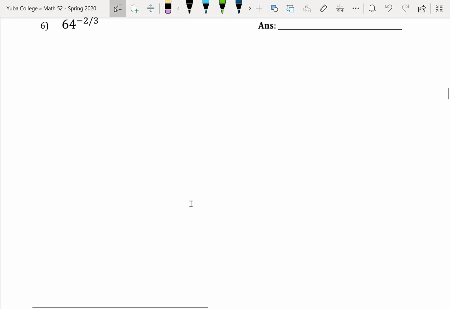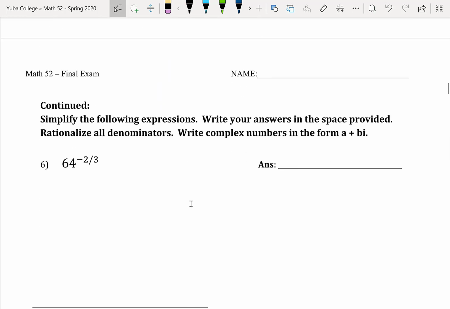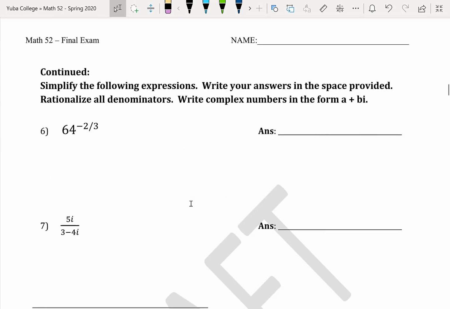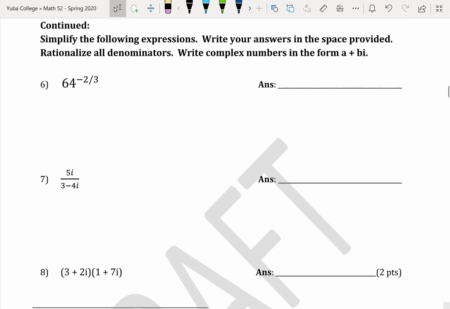So I noticed that in this number 6, 64 raised to the negative 2/3 power, we have a negative exponent. We want to rewrite that so it's a positive exponent. And so doing that, we can rewrite this as 1 all over 64 raised to the 2/3 power. I'm just using rules of exponents. If it's negative and it's in the numerator, bring it down to the denominator, or vice versa. If you have a negative exponent in the denominator, we can bring it up to the numerator if it's a single term. Now I'm going to rewrite this as a radical.